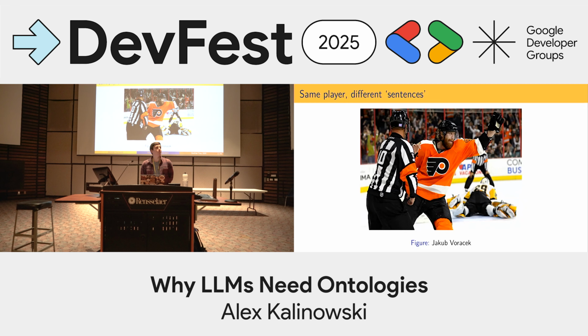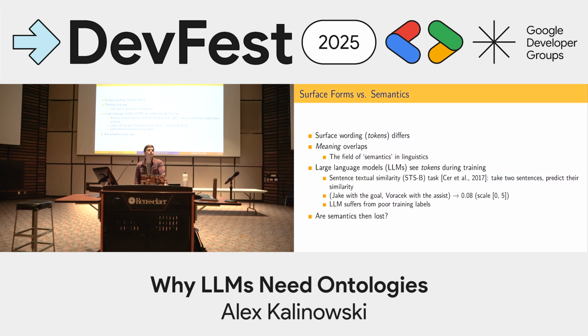Same player, 2 different sentences, or really 4 different sentences. So this is Jake Voracek of the Philadelphia Flyers. And I love this photo because he's scoring a penalty shot on Marc-Andre Fleury, the goalie for the Penguins, our hated rival. And what we're getting at here is the difference between surface form, which, as you pointed out, the with the in both sentences, that's a surface form, versus semantics.